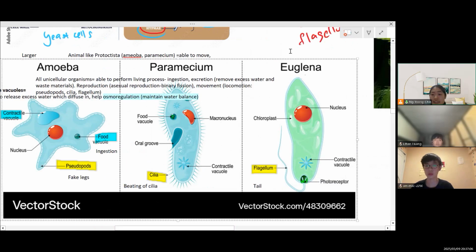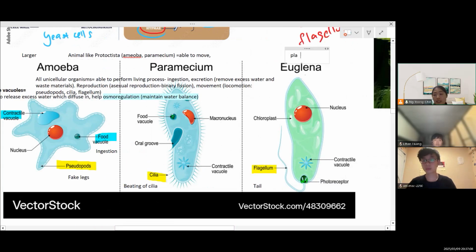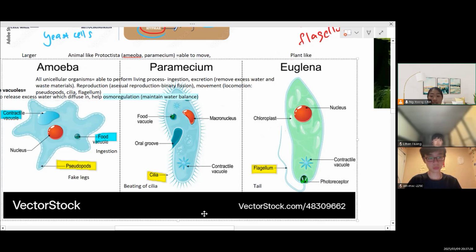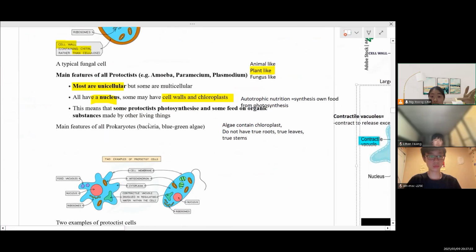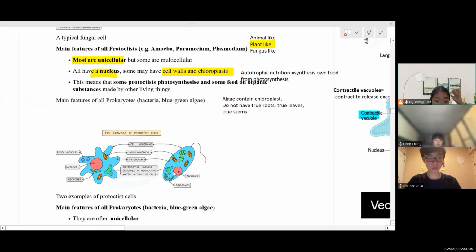Then how about Euglena? Okay, Euglena is classified under plant-like Protista, because they do contain chloroplast. They have chloroplast, and they have a flagellum, so they are able to move, but they have chloroplast to perform photosynthesis. So they do possess the plant-like characteristic, so they are classified under the plant-like Protista. So that's the story of the protists. They are unicellular, they are able to move, and some of them are able to undergo photosynthesis.